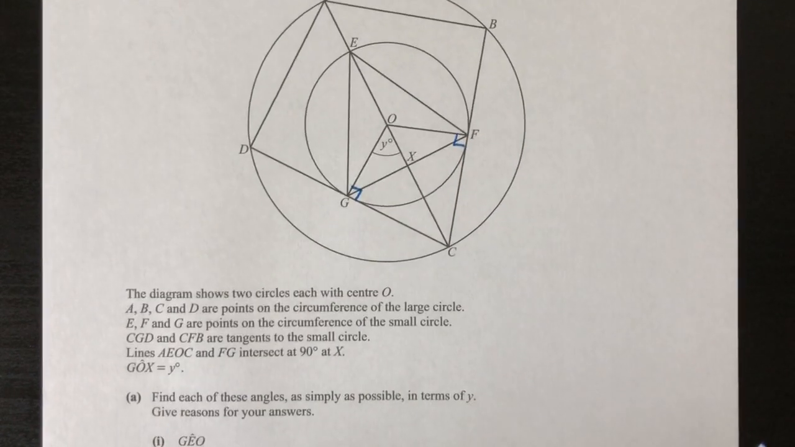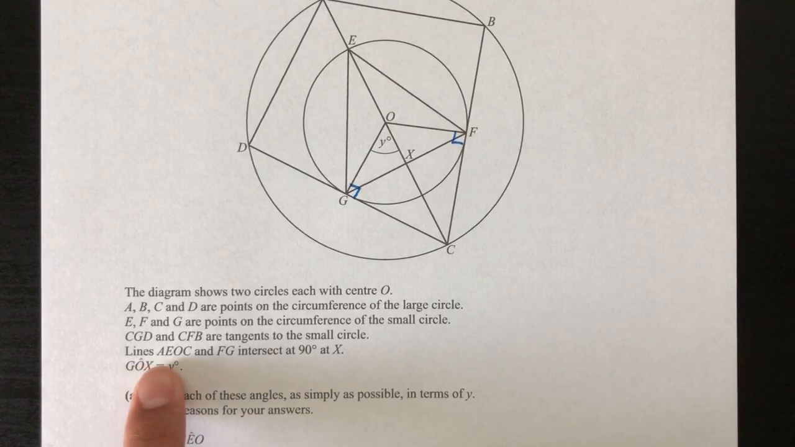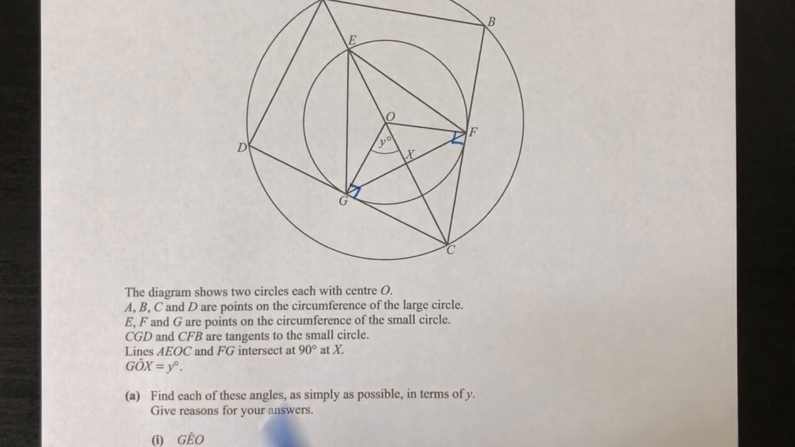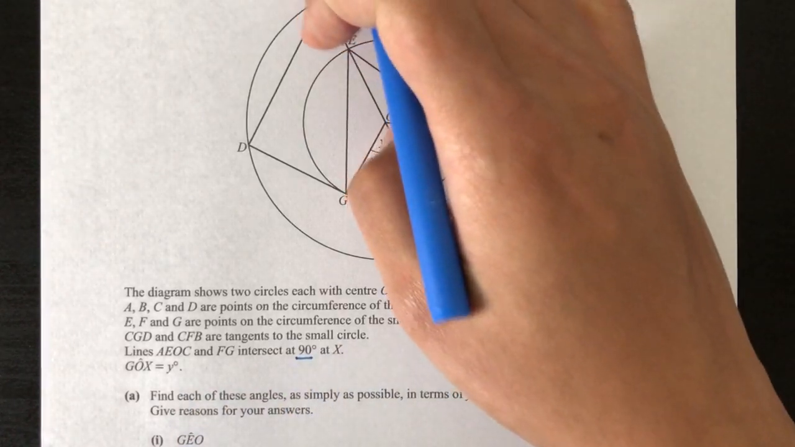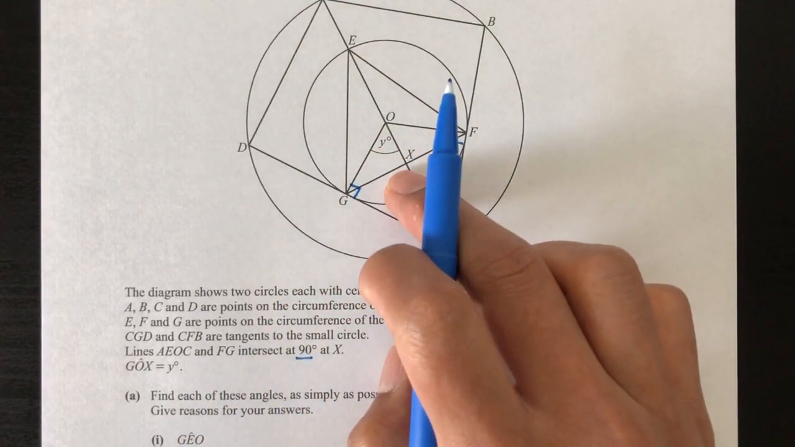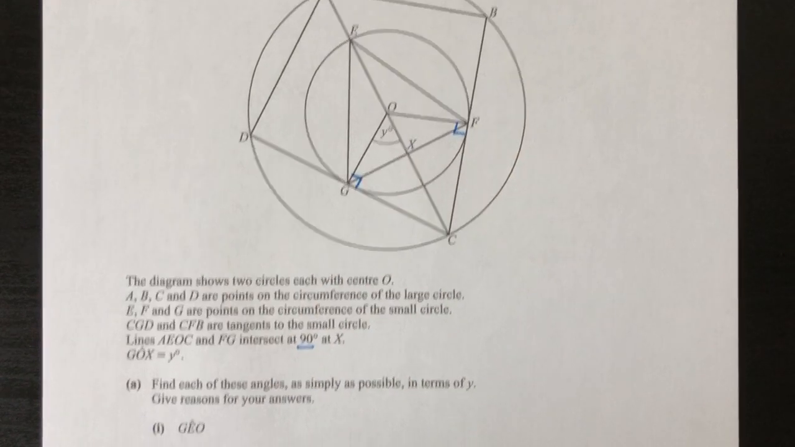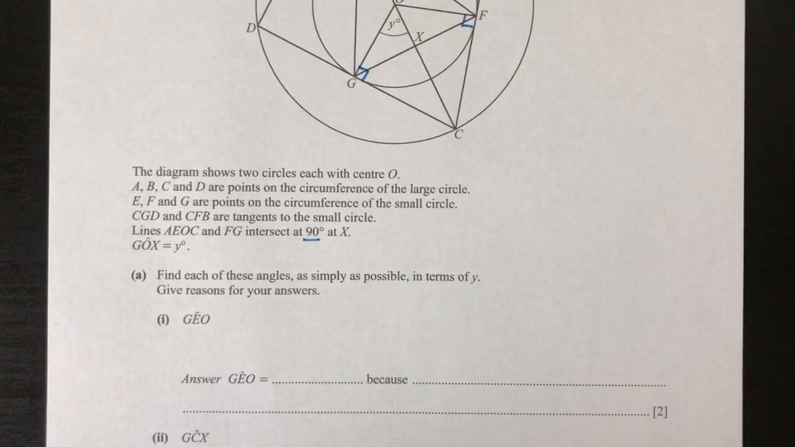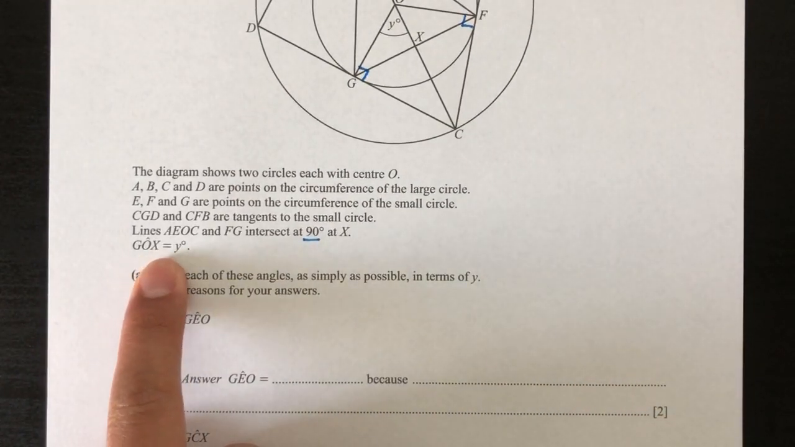Now the next thing is the lines A, E, O, C and F, G intersect at 90 degrees at X. So this line and this line meet at 90 degrees at X. Also we have been given the angle GOX is Y. This is Y.